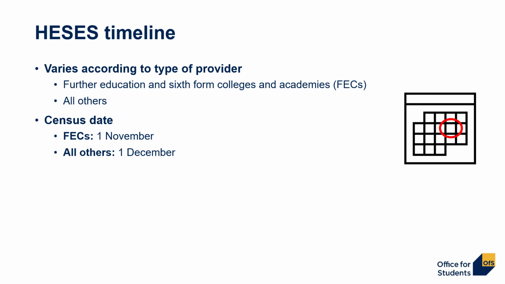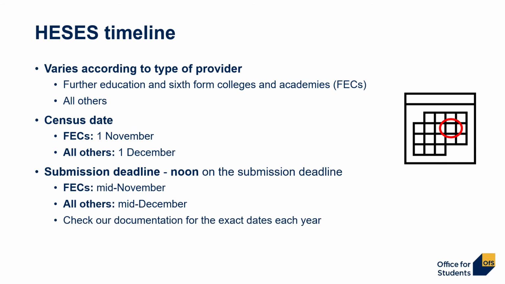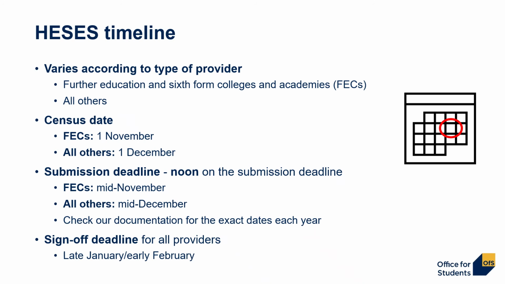The submission deadline varies according to the calendar, but valid submissions must be made by noon on the relevant date. For FECs, this is usually in mid-November. For all other providers, it's mid-December. Check our documentation for confirmation of the exact dates each year. Finally, for all providers, the sign-off deadline is right at the end of January or at the start of February, depending on how the calendar falls.